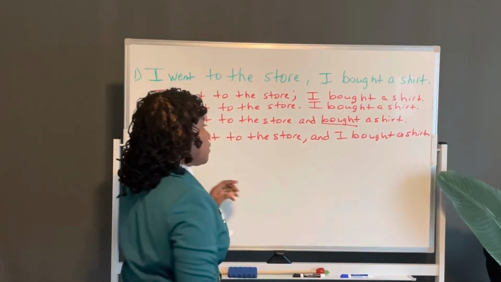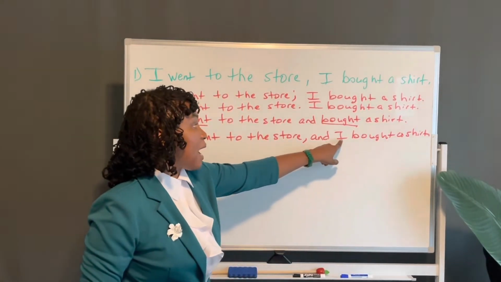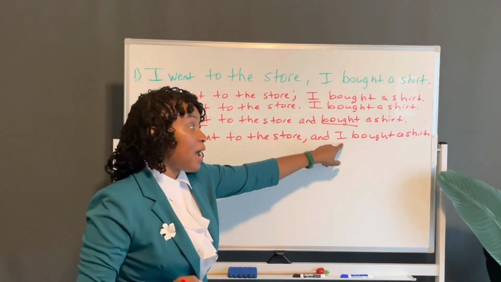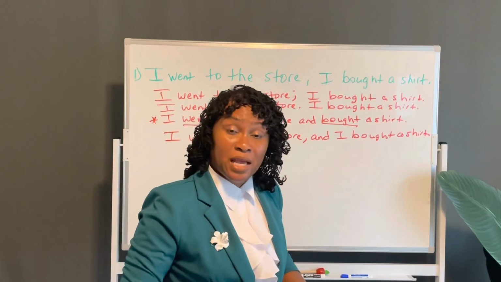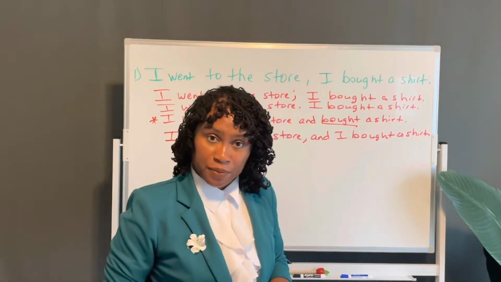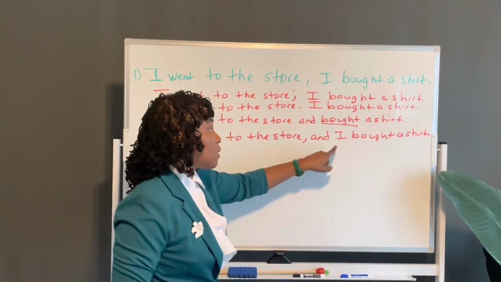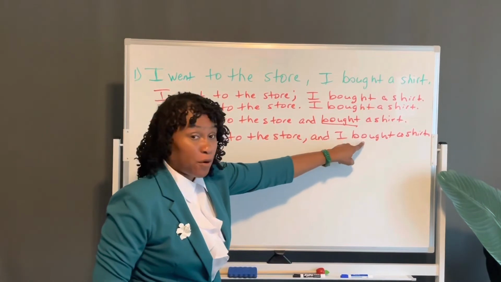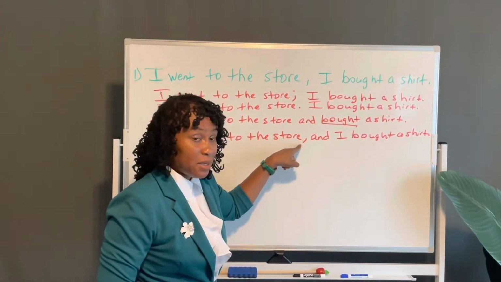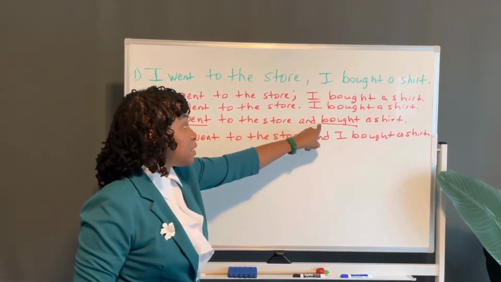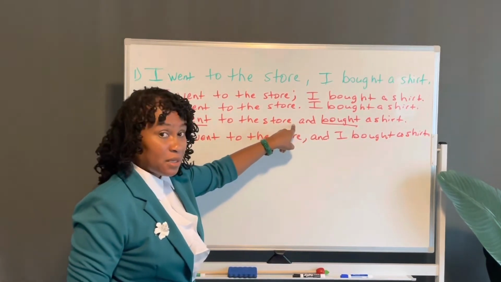Now, the difference here is that I went back and I added the subject I. And because I added the subject I, that made this an independent clause. Because remember, an independent clause has to have a subject and a verb. And because I went back and added the subject I with the verb bought, I had to go back and add a conjunction and a comma. But because I didn't have the subject here, I didn't need the comma.